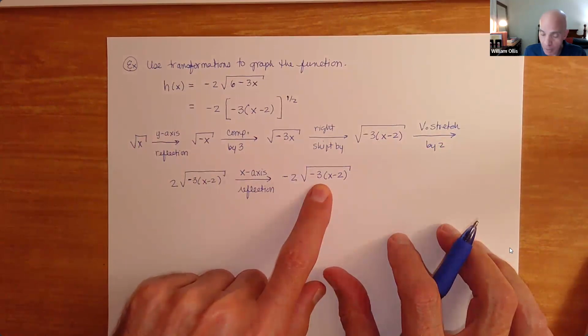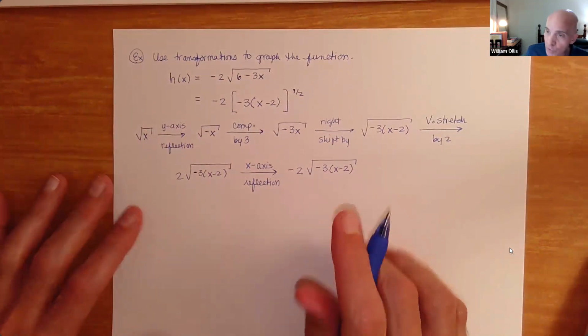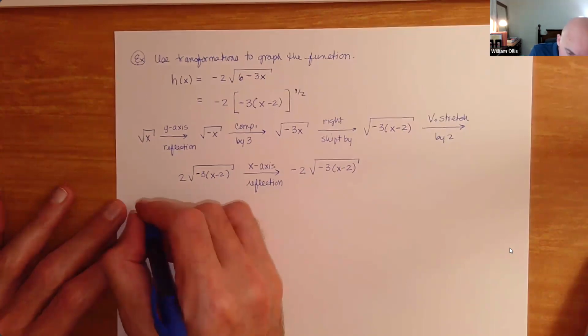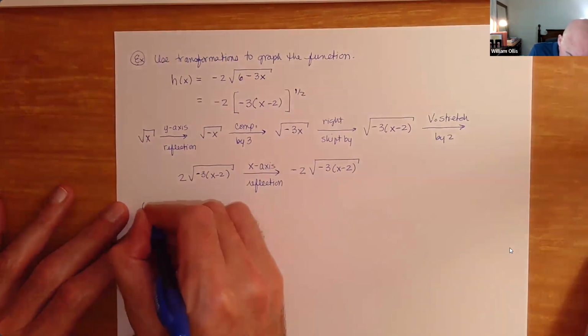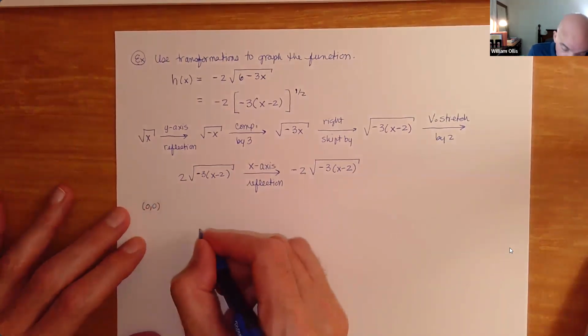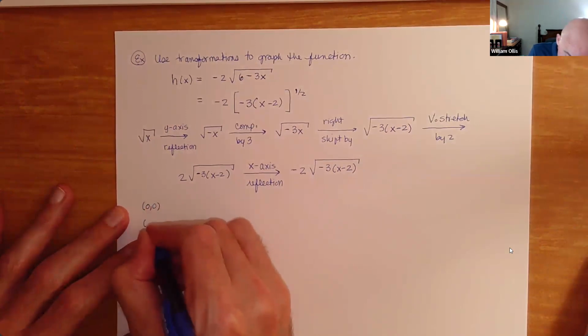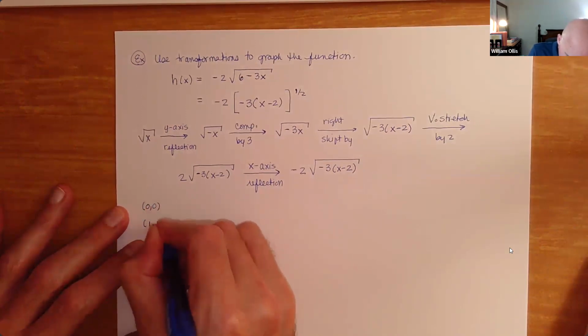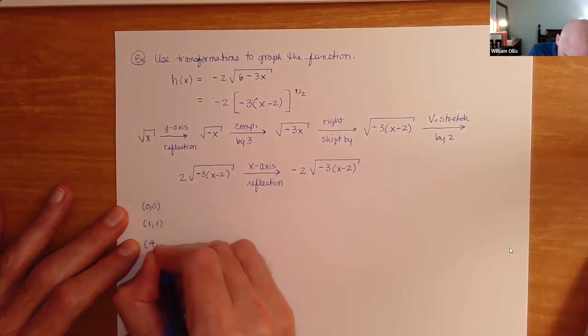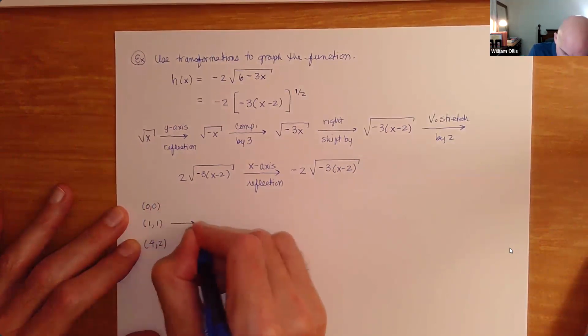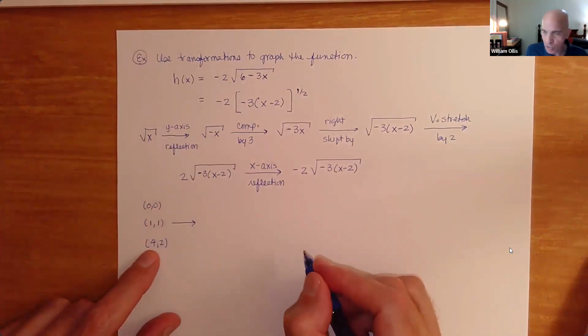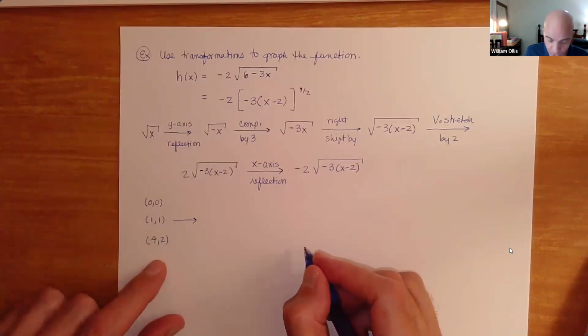Okay, so now let's just go ahead and move some simple points. So let's do 0, 0 because we don't want to work too hard. And we'll do, let's see what, 1, 1. And let's do 4, 2. Because these are easy numbers to square root.